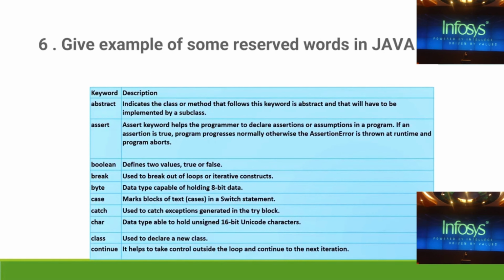Give examples of some reserved words in Java. What are the reserved words in Java? You can see abstract, assert, boolean, break, byte, case, catch, char, class, continue. So these are the reserved words.